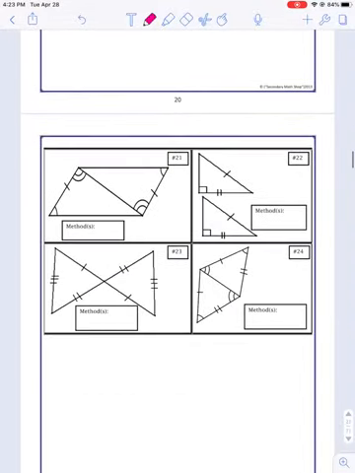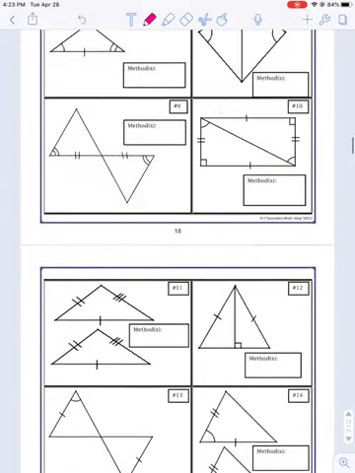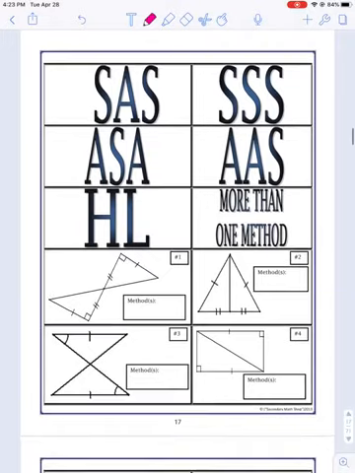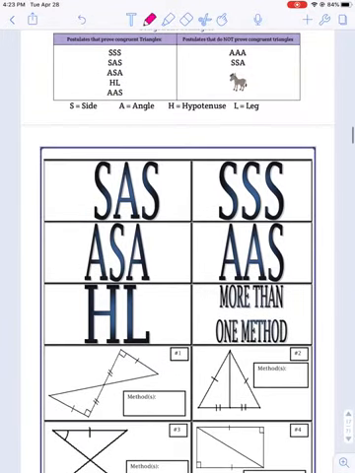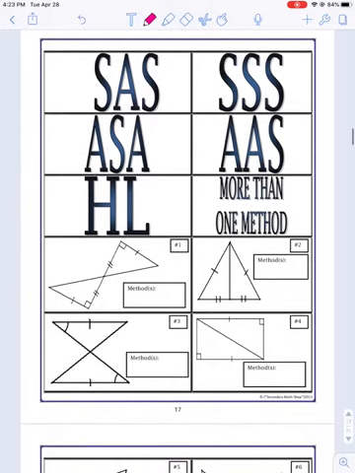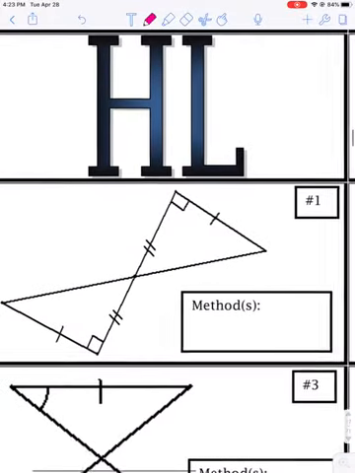And then there's all of these sets of triangles. It goes all the way from triangle number 1 to triangle number 24. And you're trying to sort them into these categories. The categories are side, angle, side; side, side, side; angle, side, angle; angle, angle, side; hypotenuse, leg; and then the last one, more than one method. So you're going to try to figure out which categories these triangles should go in.